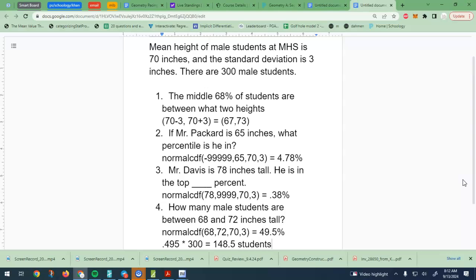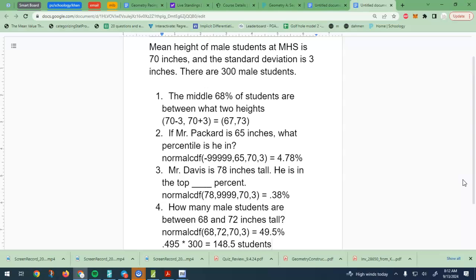This is what I was trying to figure out, if we were going to jam both of these in today, but I don't think that would have been great. So Monday, I'll give you the percentile, and we'll go backwards, and I'll say, Mr. Davis is the 99th percentile. What is his height? So you're going to go backwards. Normal CDF is what we're doing today. That's going forwards, and then inverse norm is what we'll do on Monday. That's going backwards.